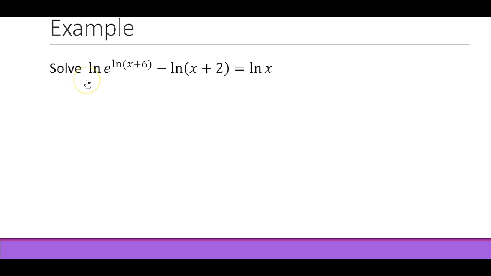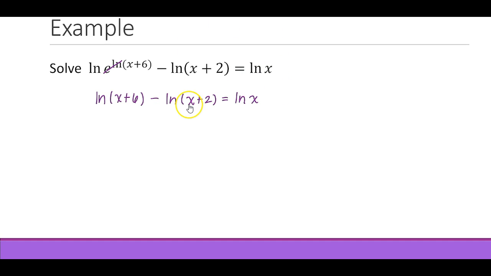So you can either think about crossing out the ln and the e, so this first term is ln of the quantity x plus 6, or you can think about this e to the natural log cancels out. Either way, I start out with natural log of the quantity x plus 6 as my first term, minus natural log of x plus 2 equals natural log of x. So here, I definitely have more than one natural log to begin with.